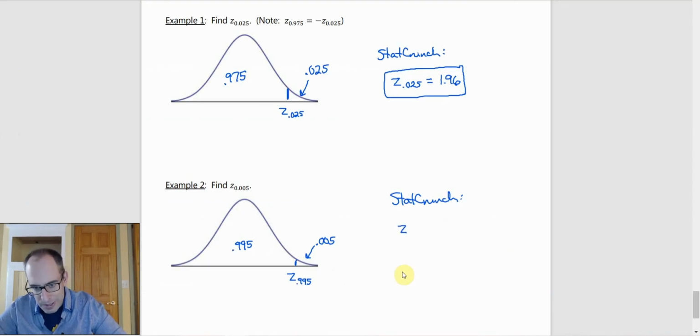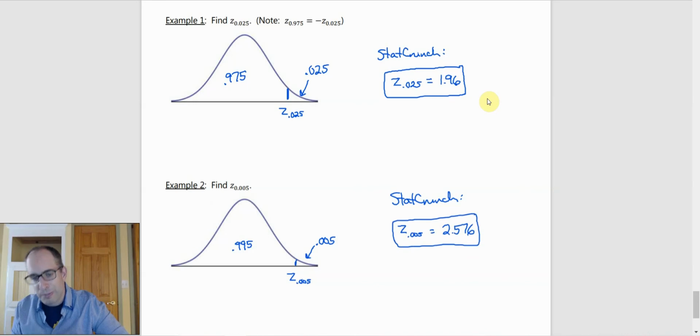So z sub 0.9, or oops, it's 0.005, sorry. I'm actually messing it up down here as well. So yeah, reflexively, I always think to the left, not to the right. So yeah, this should be 0.005. So z sub 0.005 ends up being 2.576. Another very common one.